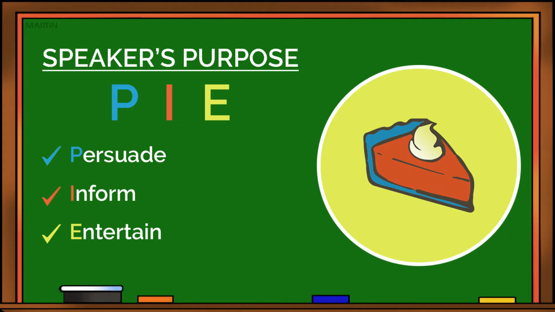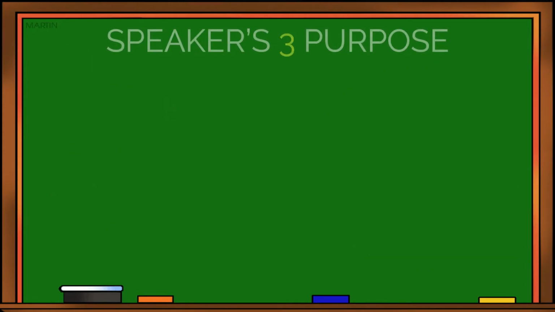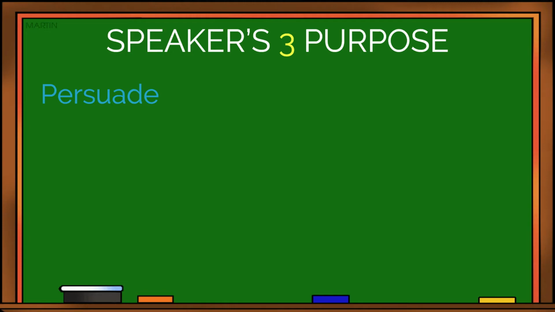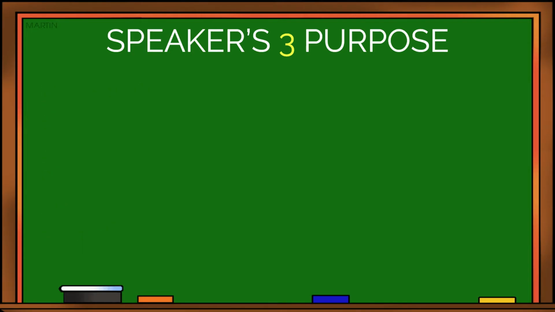Yes, it's like a pie. Do you like pie? The first one is to persuade. It is to convince a reader or listener of a certain point of view. To change someone's opinion by explaining or reasoning. One example of it is advertisement. Chippers are the crispiest, crunchiest, and most delicious brand of chips you will ever taste. Buy a bag today!